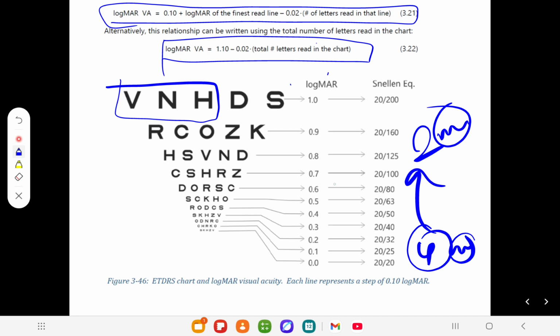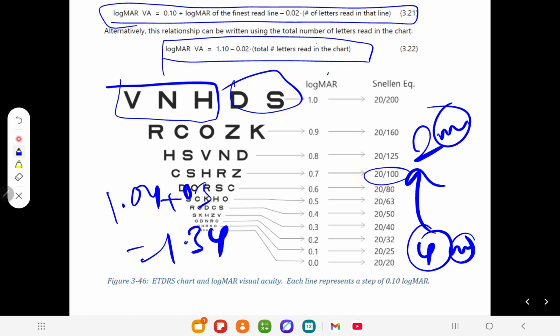Because 0.3 means you'll double the angular size, isn't it? In every 0.3 you double that. So this means 200, which means 1.04 plus 0.3, which means 1.34 is the final logMAR value. First you halve the distance, which means you have to add 0.3. Why 0.3? Because every 0.3, the angle size is halved, which means we add the 0.3.